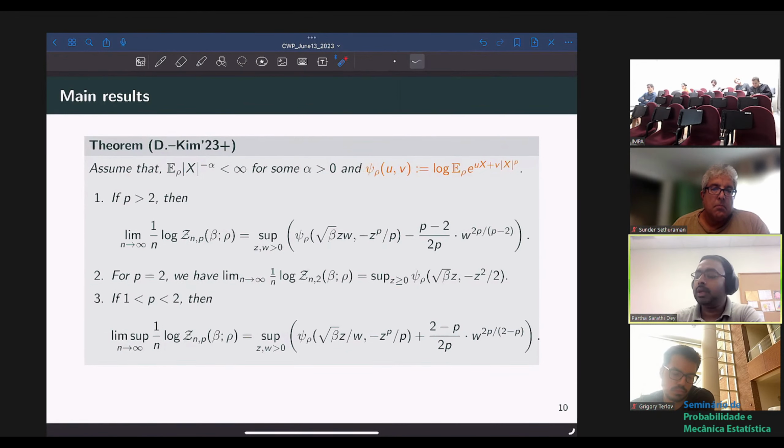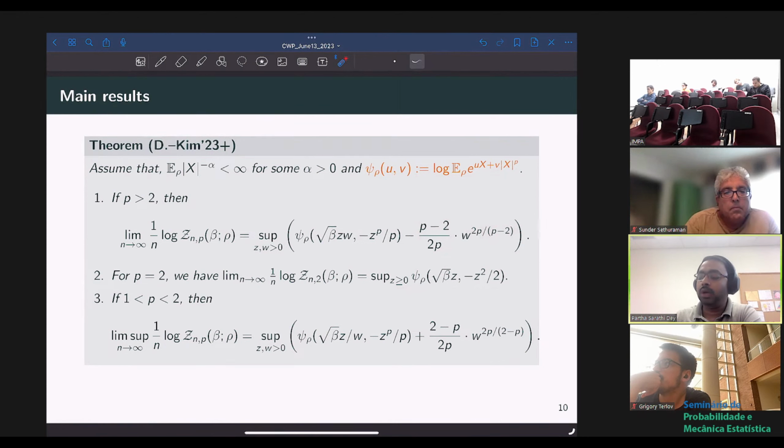So the first result is that if we look at the limiting free energy, so this is 1 over n times the log-partition function, one can actually show that this has a variational formula in terms of this rho_p. You can see that here we are looking at z and w being positive. So in particular, this quantity is negative, so it's well defined. We don't need any exponential moment or anything. And similarly, when p equal to 2, this term really vanishes, like p minus 2. So this actually goes to infinity, but this actually vanishes. So you won't get this behavior.